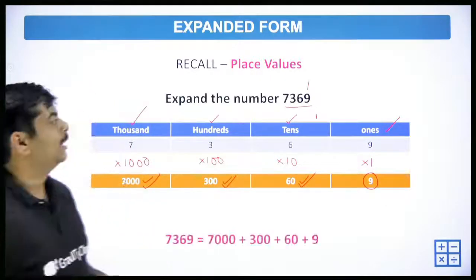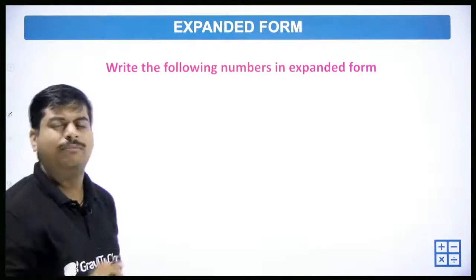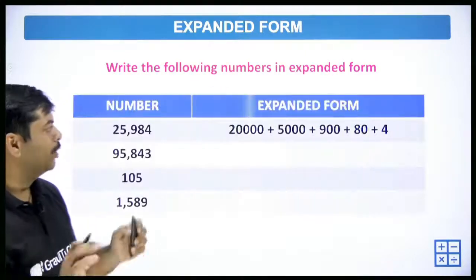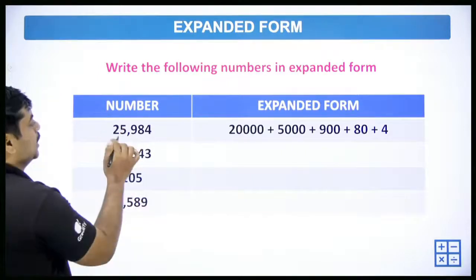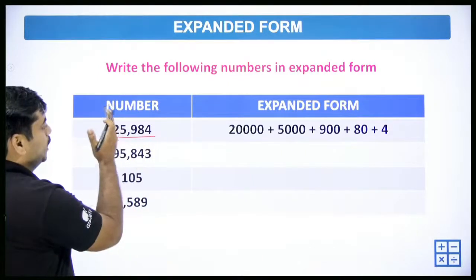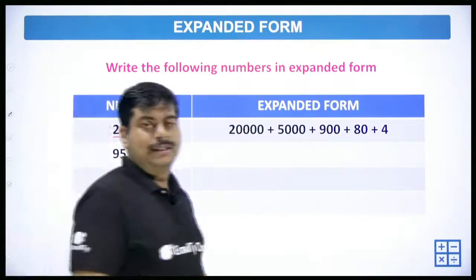Let's move ahead. Write the following numbers in expanded form. Very easy, you already know that. One example is also given: 25,984. And we also know how to use commas, correct?